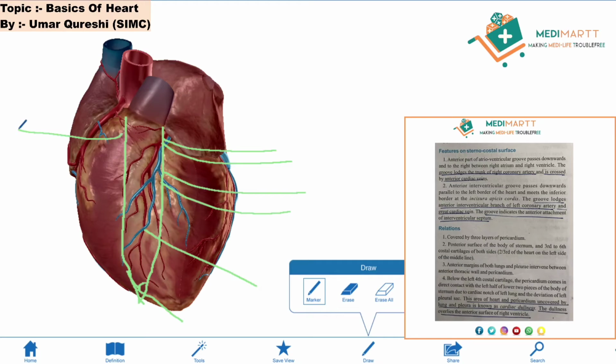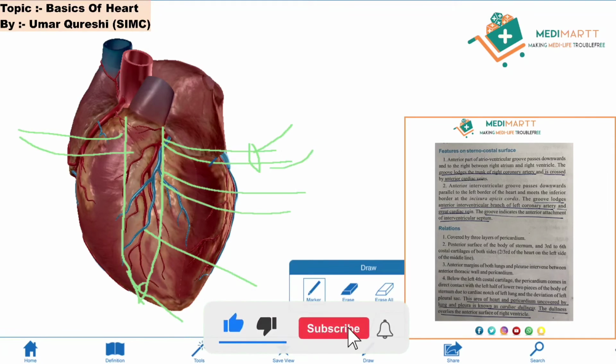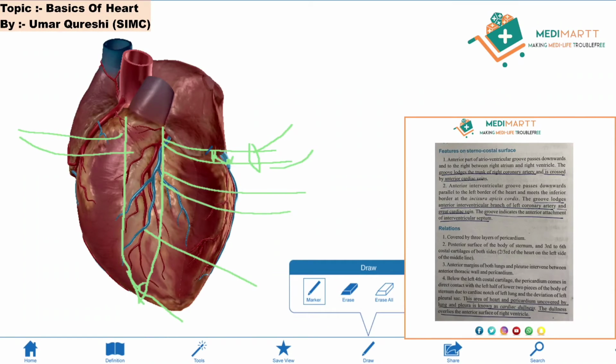The rib starts from here, but this portion is called the costal cartilage because it is cartilaginous. So the 3rd to 6th costal cartilages are present. So the relation is the posterior surface of the body of the sternum and the 3rd to 6th costal cartilages of both sides. Here also 3rd to 6th costal cartilages, and here also 3rd to 6th costal cartilages. Then 2/3 of the heart lies on the left side of the middle line. You don't have to understand this point right now, it's not that important.